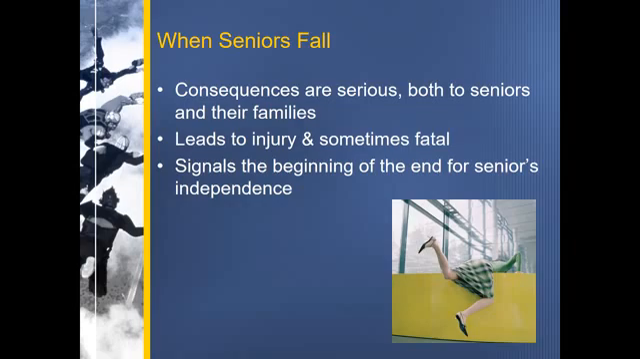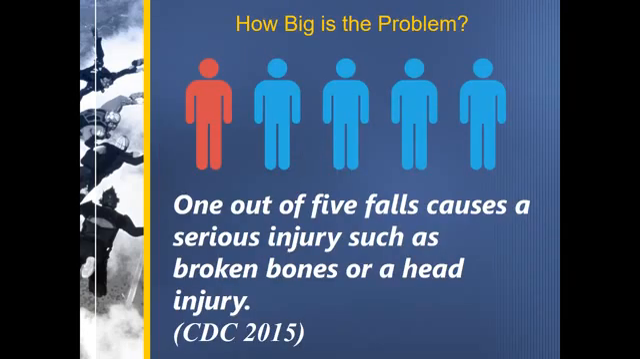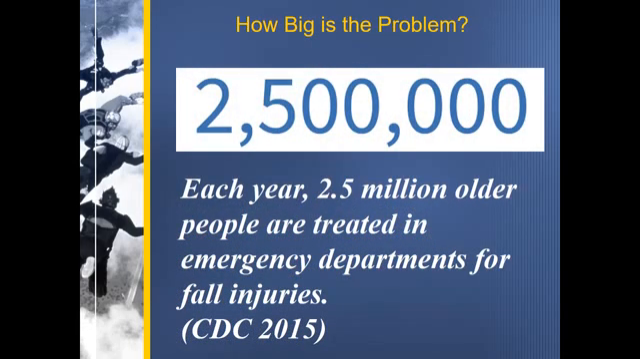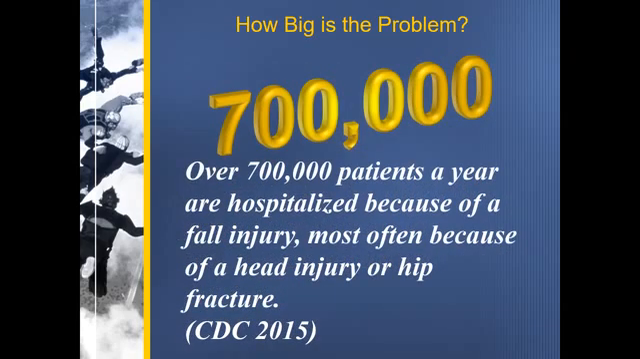When seniors fall, consequences are serious both to seniors and their families. It leads to injury, and sometimes falls can be fatal. Sometimes this signals the beginning of the end for the senior's independence. We hope not, but when recurring falls happen, it starts to mean other things need to be put in place. So how big is this problem? One out of five falls causes a serious injury, such as broken bones or a head injury. 2.5 million older adults every year are treated in emergency departments for fall injuries. 700,000 patients a year are hospitalized because of a fall injury, most often because of a head injury or hip fracture.